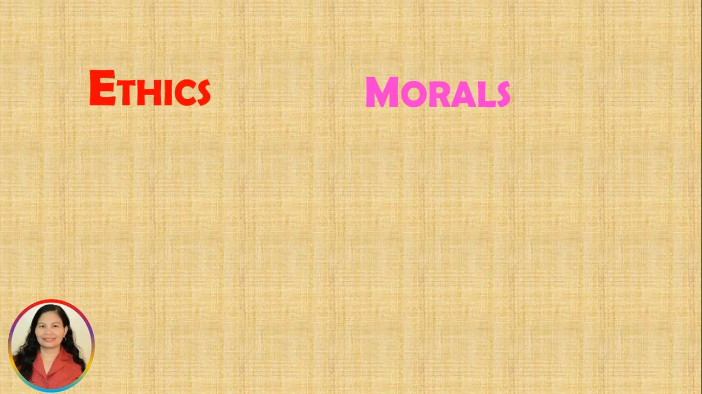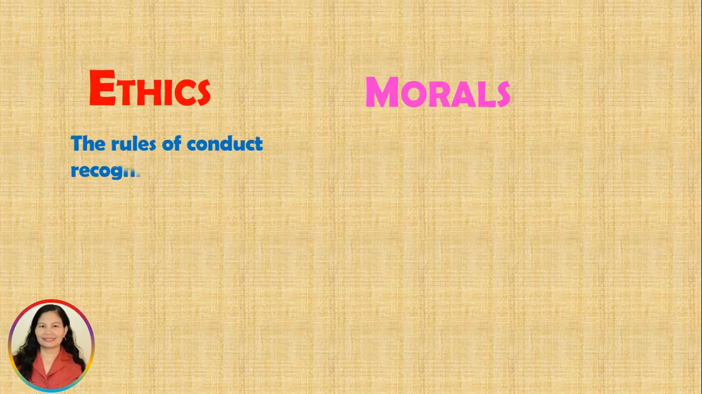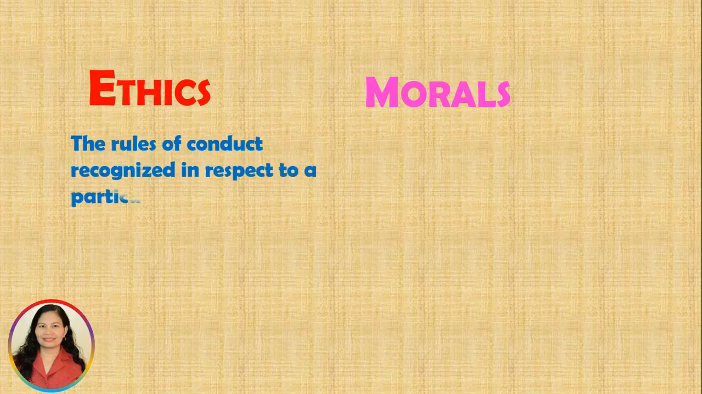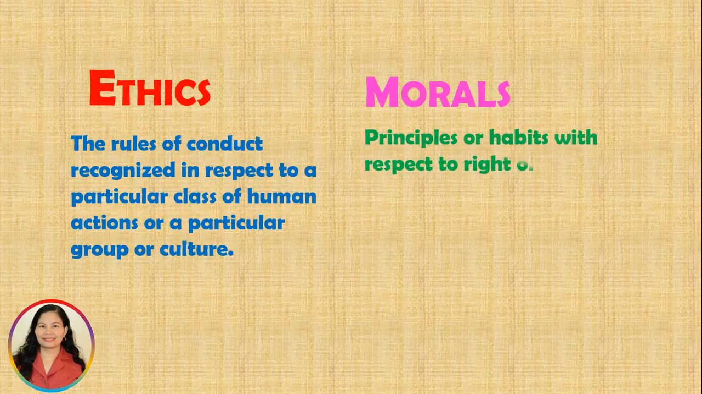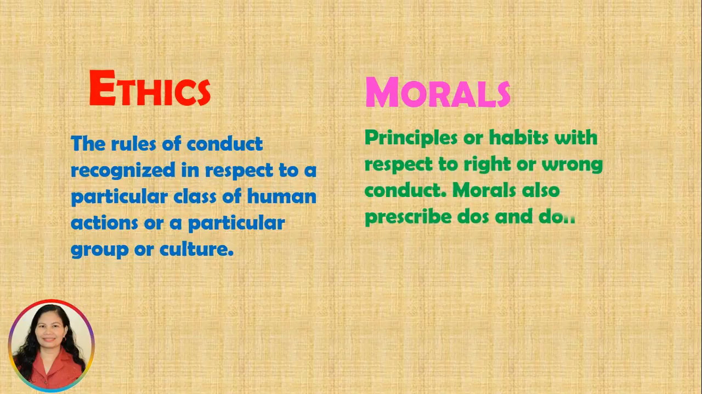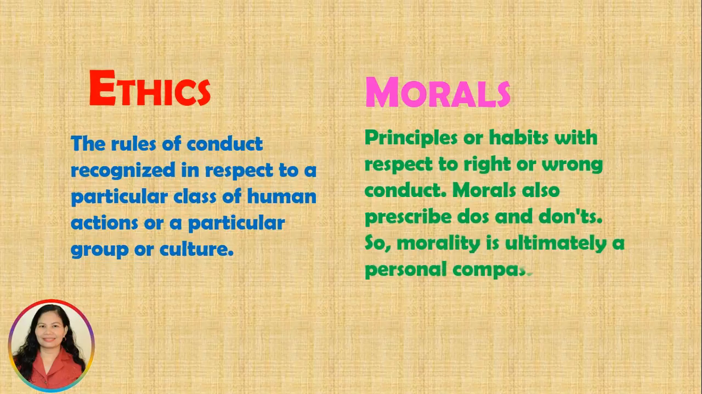What is ethics? Ethics pertain to the rules of conduct recognized in respect to a particular class of human actions or a particular group or culture. While morals pertain to the principles or habits with respect to right or wrong conduct. Morals also prescribe do's and don'ts. So, morality is ultimately a personal compass of right and wrong.